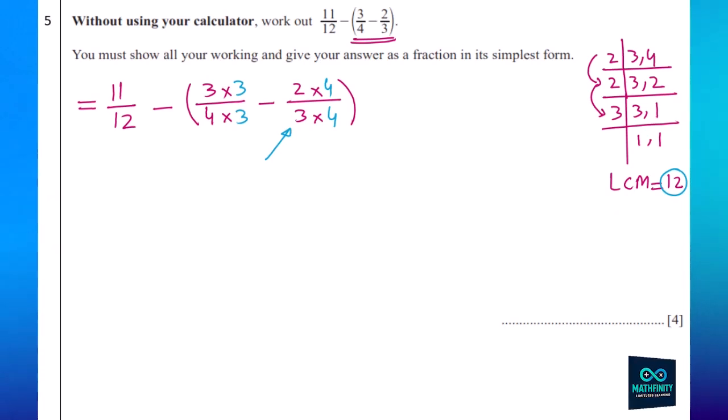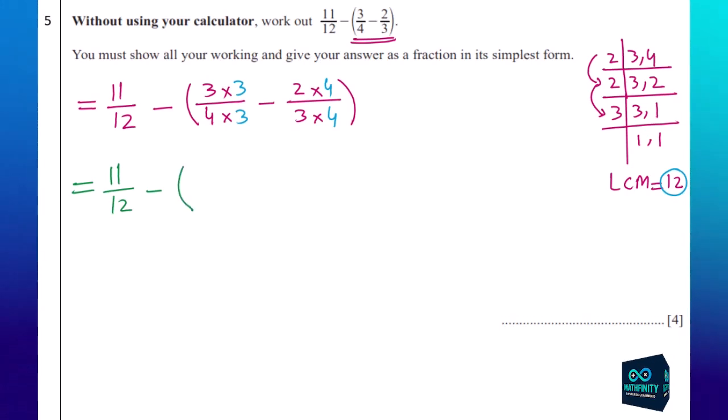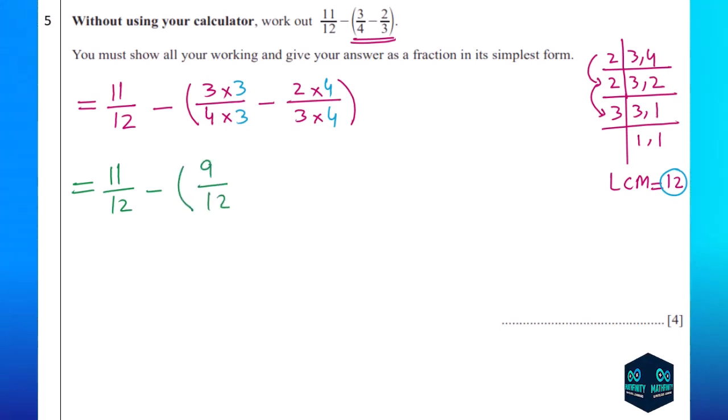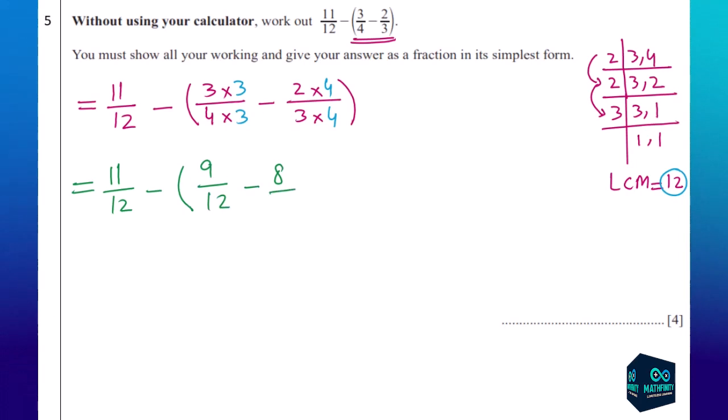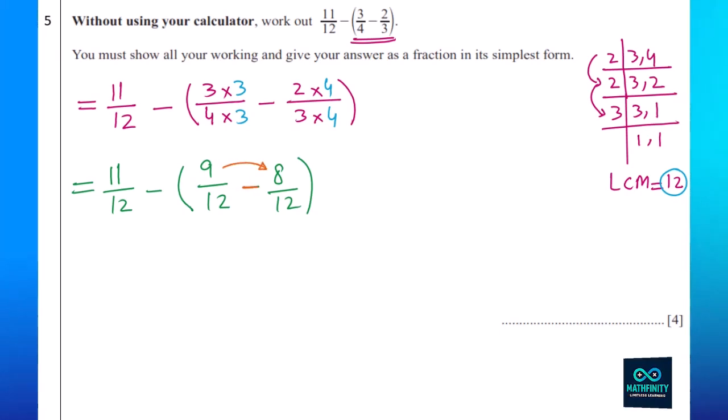The same method that we used in question number 1, 2, 3 and 4. Just the difference is here they give us 3 fractions. 12 minus, what is the answer of this one? 9 over 12 minus 8 over 12. We made the same denominator. So now we will subtract, because the subtraction sign is between them. We will just subtract the numerators. So what is the answer now? 11 over 12 minus, what is the answer of the bracket? 9 minus 8, 1 over 12.